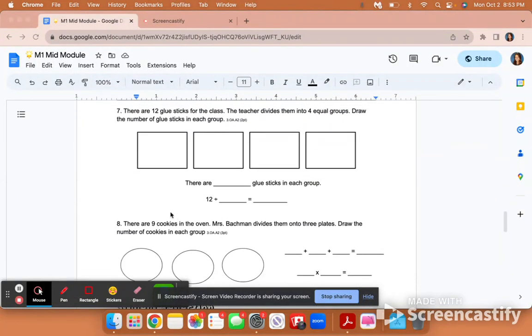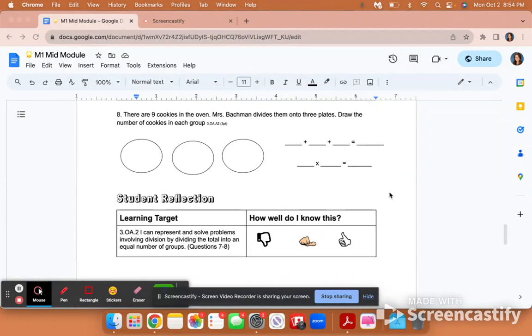Number 7 says there are 12 glue sticks for the class. The teacher divides them into 4 equal groups. Draw the number of glue sticks in each group. You are going to draw them in these boxes, so please don't forget to do that. Then you're answering there are how many glue sticks in each group. And then you're writing a division sentence that solves for this. So 12 divided into what equals what?